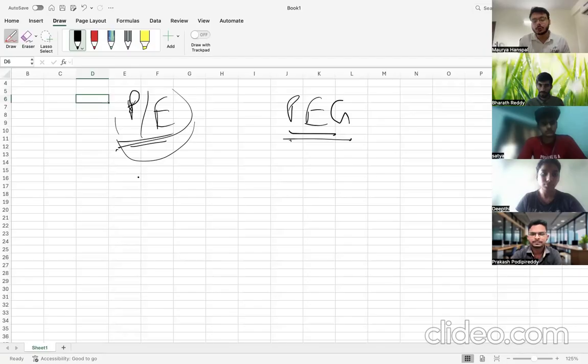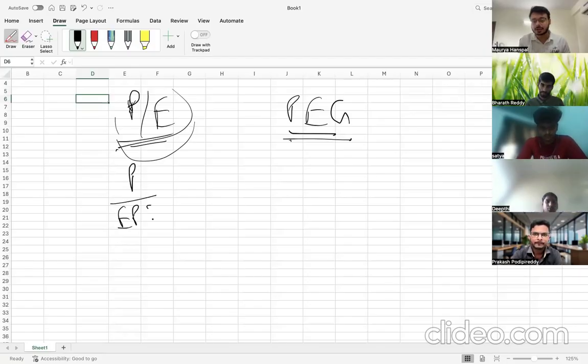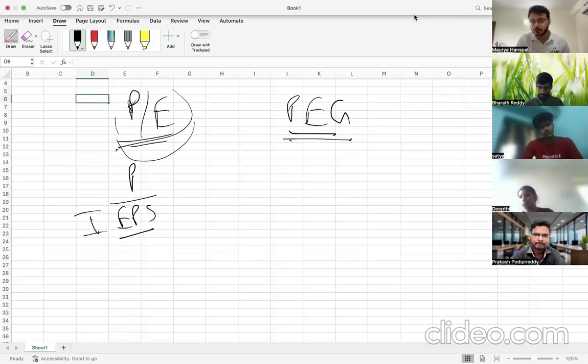So one thing we need to understand is, from a formula perspective, we try to understand price by EPS. I'm talking about the price to earning multiple. And this was the trailing 12-month EPS: the current market price divided by the trailing 12-month EPS. Yes or no? Does everyone remember the formula?